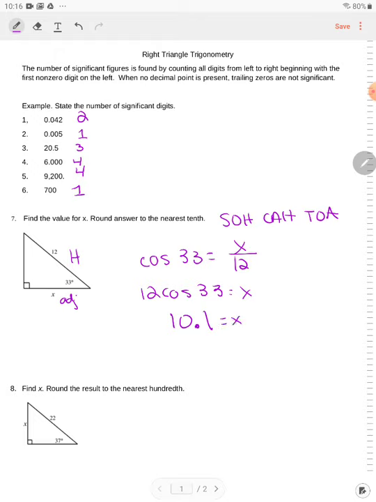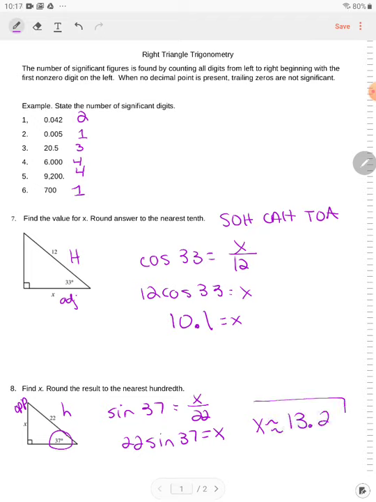Okay, find x, round to the nearest hundredth of a degree, so 2 decimal places. Here, we're using 37. This is opposite and hypotenuse. Using SOH CAH TOA, sine is opposite over hypotenuse. So I'm going to do x over 22. Multiply each side by 22. So 22 sine of 37 is equal to x. That's 13.23, so x is approximately 13.2. And then our units. Let's make that first one approximately because we have rounded.